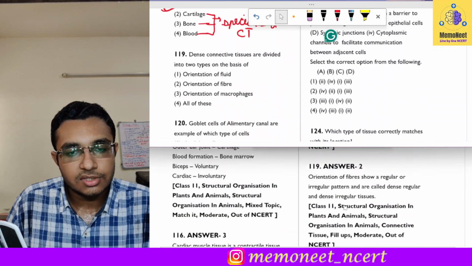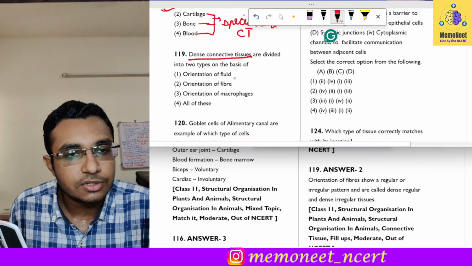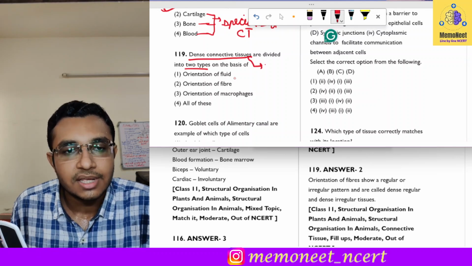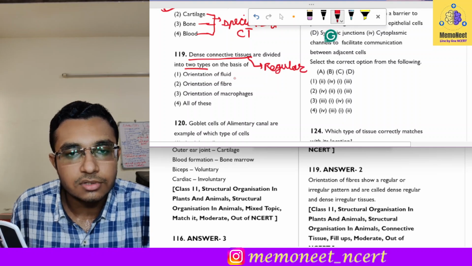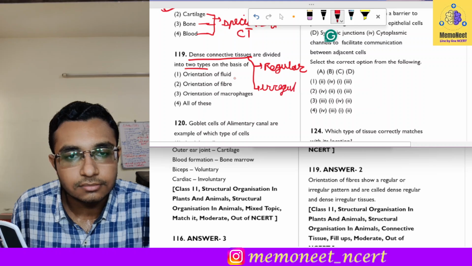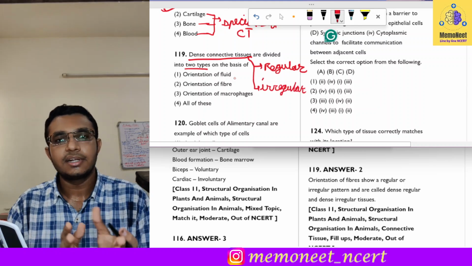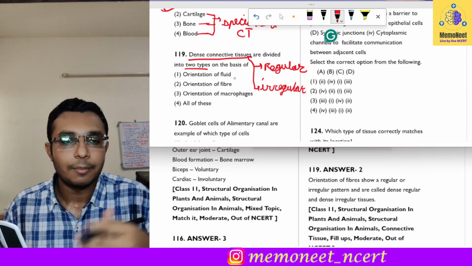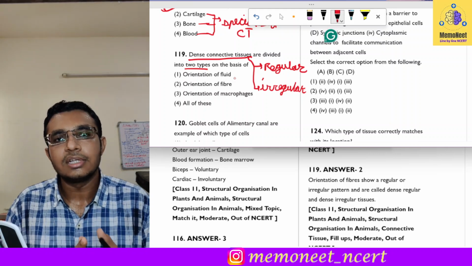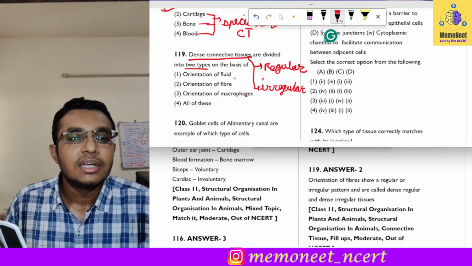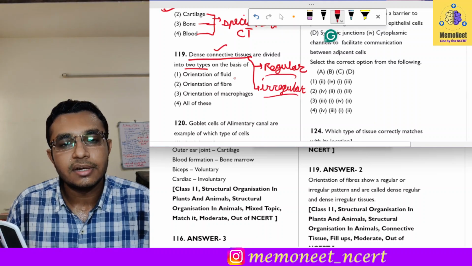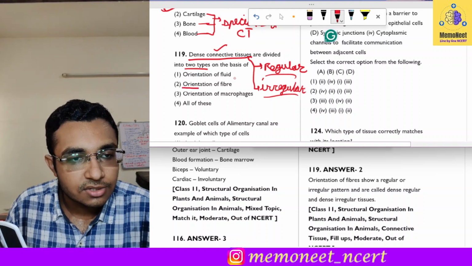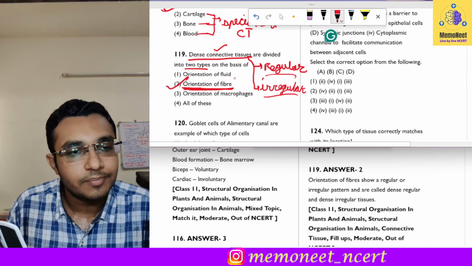Moving on to the next question, that is question number 119. It states that the dense connective tissues are divided into 2 types on the basis of what? Now see, the dense connective tissues are of 2 types. What are the 2 types? The dense regular connective tissue and the dense irregular connective tissue. Okay, in the dense regular connective tissue, the orientation of the collagen fibers is in a regular pattern. Okay, they are oriented regularly. But in dense irregular connective tissue, the orientation of the collagen fibers is in an irregular pattern. So how did we divide these connective tissues into regular and irregular? On the basis of how the collagen fibers are oriented in each of the tissues. So the correct answer of this question will be orientation of the fiber, right? Okay, so that is option 2.